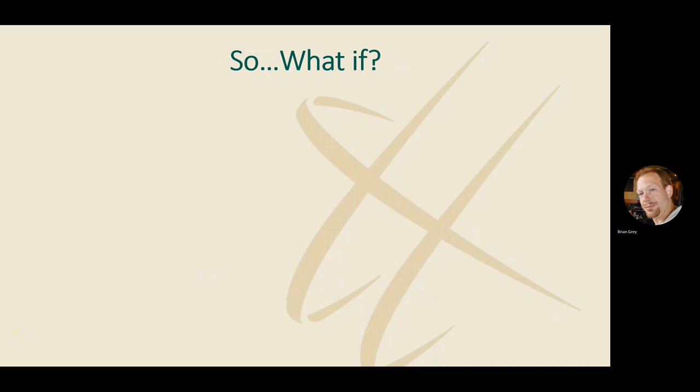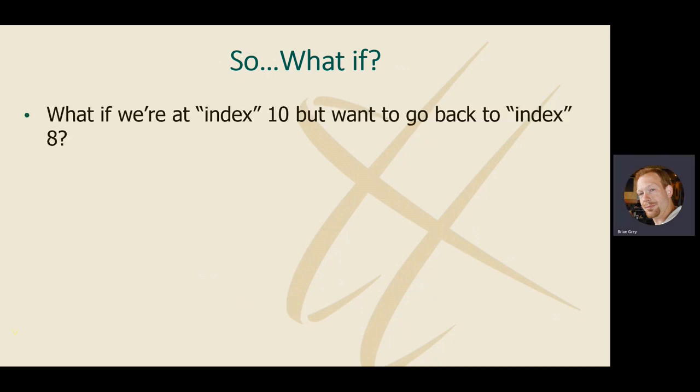So what if we're at index 10 and we want to jump back to index 8? And remember, I'm not talking about an actual index, but what if we're at position 10 in our linked list, right? What would be equivalent to index 10? And we want to jump back 2 positions. In an array, it's easy. We just calculate the memory and go to it. But we don't have any way to go backwards in a linked list.